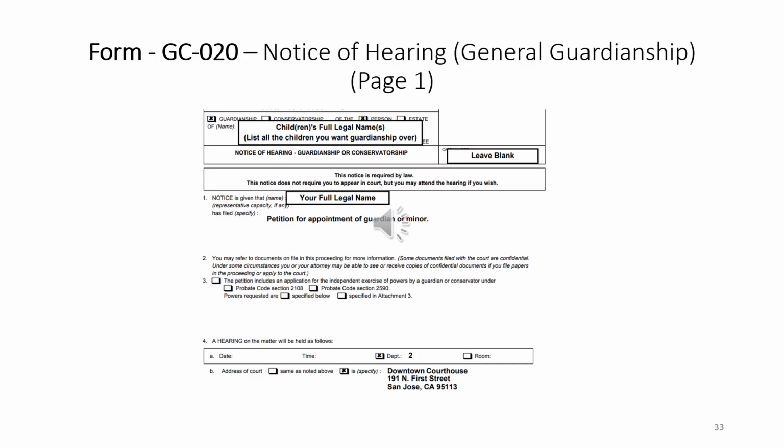This form tells the parties and those individuals entitled to notice when the hearing will be on your petition for general guardianship. You will fill out this form and the GC-020P form that follows in the same way that you filled out the previous GC-020.